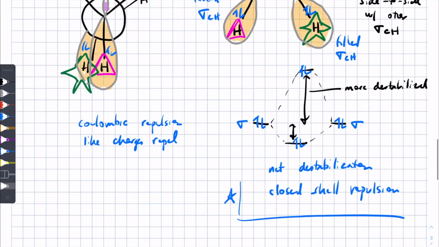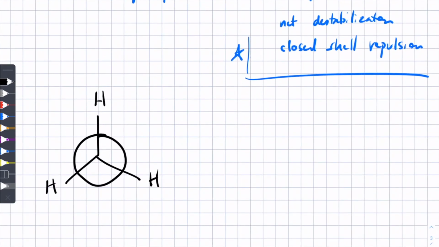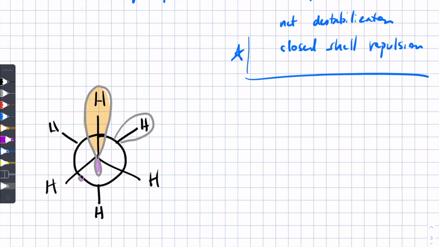Okay. So let me draw the staggered conformation, and let's look at what that does to this closed shell repulsion situation. Let me just put the carbon-hydrogen bonds in the front like this, and the ones in the back like this. Notice that in the staggered conformation, that is literally as far apart as the sigma bonding orbitals on the front and back carbons can get. There's no further apart than they can go.